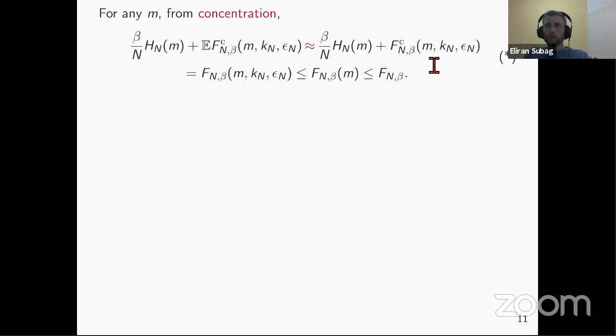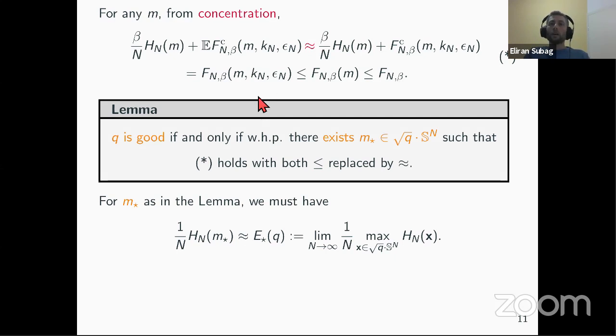The following sequence of equalities and inequalities holds for any point M in the ball. The first approximation is the concentration that we just saw. The equality is just from definition, and we already talked about two inequalities. This I have for any point. Now, what happens if Q is good? Actually, if and only if Q is good, with high probability, there exists a point M star on the sphere of radius square root Q, such that those two inequalities hold as approximate equality. So they hold up to an error term which goes to 0 as n goes to infinity.